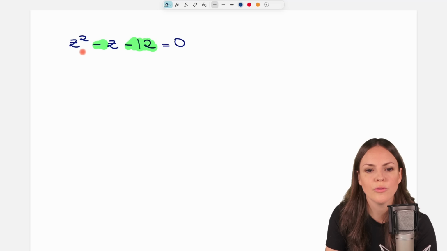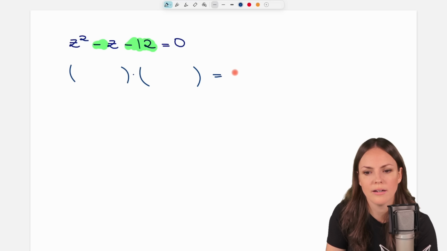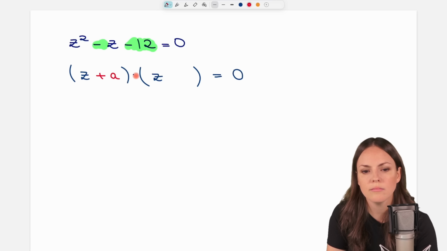So we want to factorize the left side, so we want to write it as a product of two parentheses, and on the other side we have our 0. And because we have z squared here, we know that we have z here and z here, because z times z equals z squared. And now we have to find two numbers, a number a and a second number b.